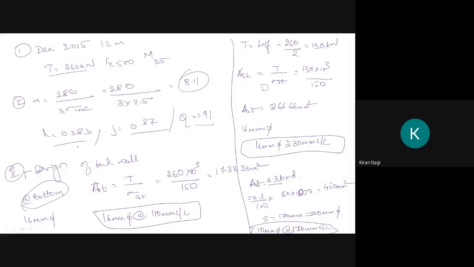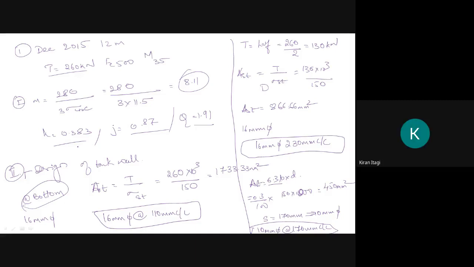Okay, this was given in the December 2015 question paper problem. The thing is that once you determine the value of T, then the other things are quite easy. From T we will calculate the AST, and from AST we will calculate the spacing. Okay, in 2016 also, sir, he has given.